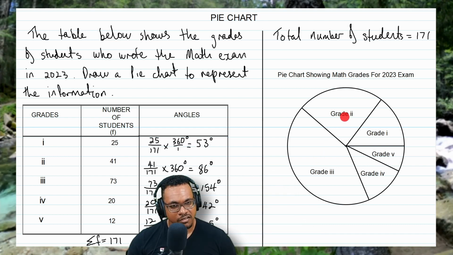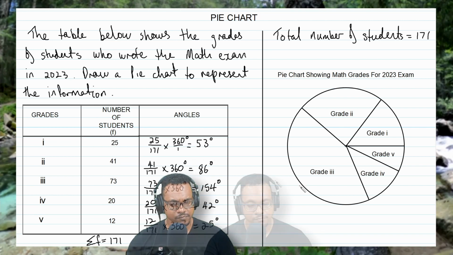Now, if you choose to color the slices and not put the name of the category, you'll have to do something called a legend, where you write out grade 1 and put the color that grade 1 is, grade 2, the color used for grade 2, grade 3, the color that you use for grade 3. So you can do that as well if you're using colors.